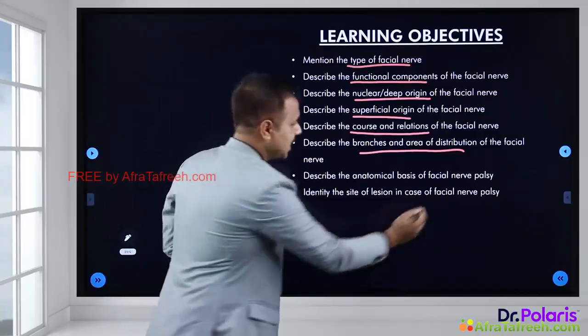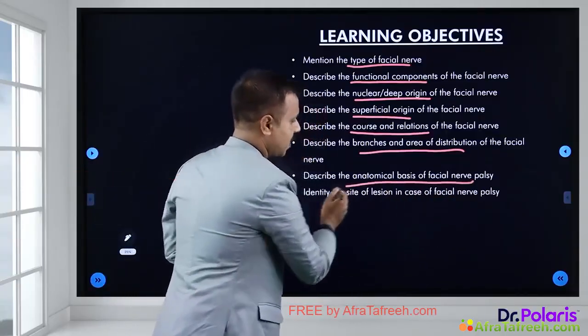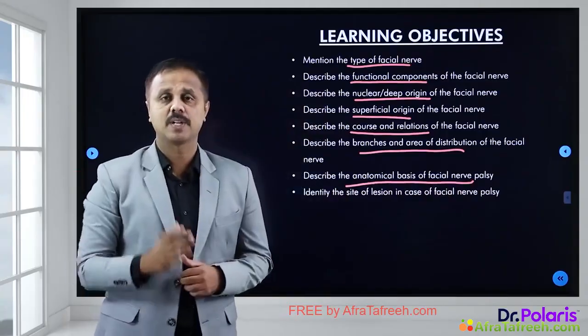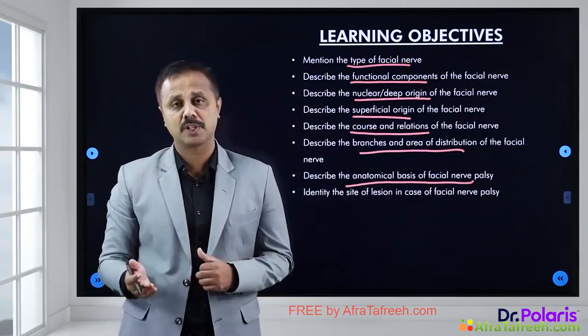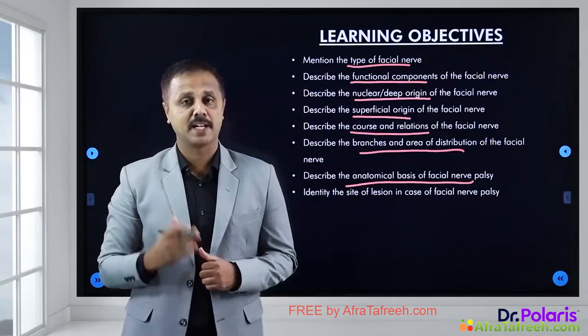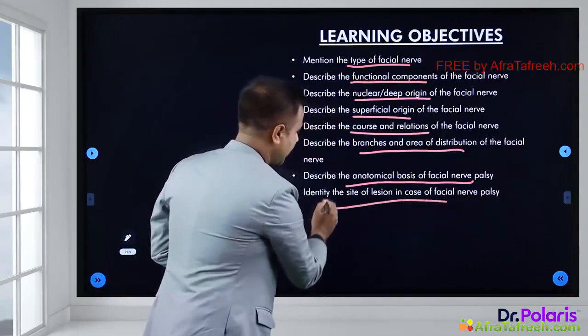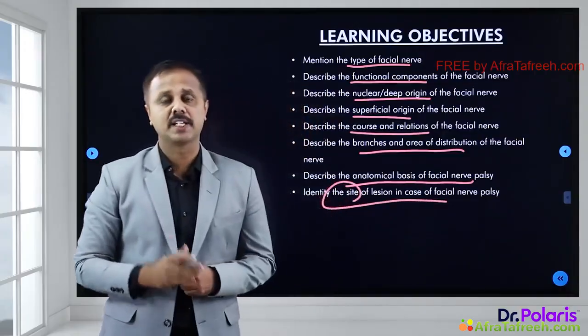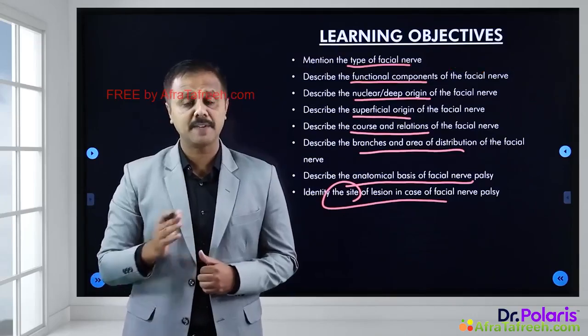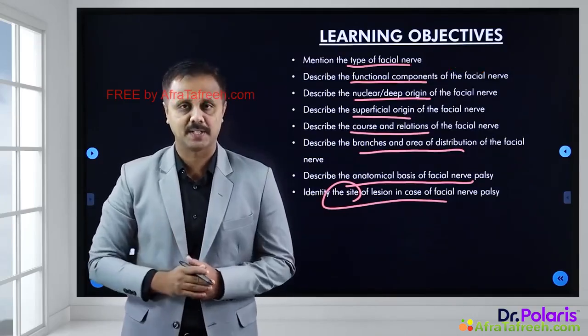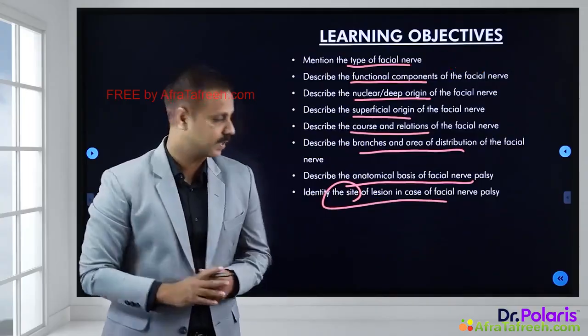what are the structures supplied by it, then what is the anatomical basis for facial nerve palsy, what is upper motor neuron lesion, lower motor neuron lesion, Bell's palsy and anatomical basis for it, and then finally, how do we identify the site of lesion in case of facial nerve palsies? Can we do it without any investigation? These are the learning objectives.